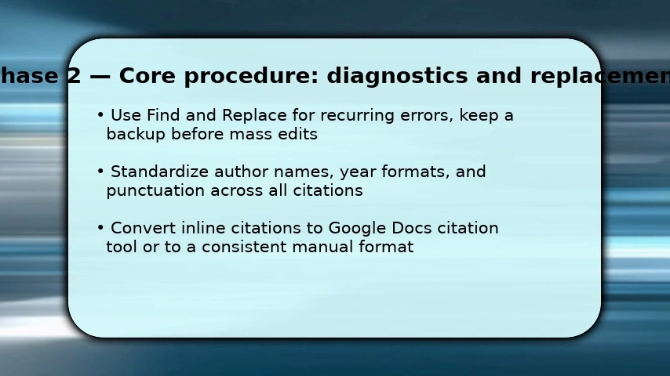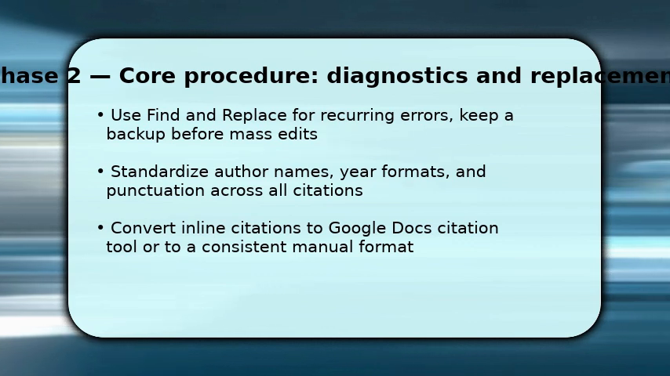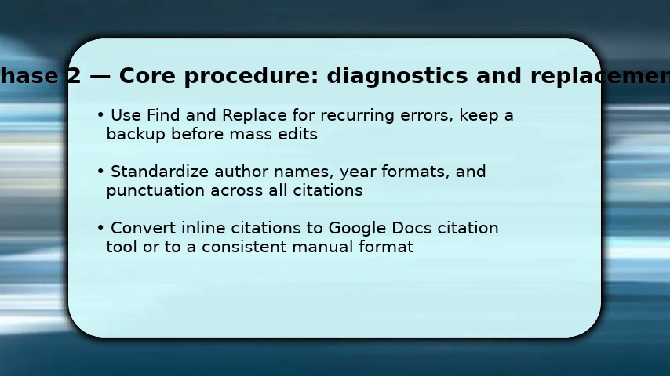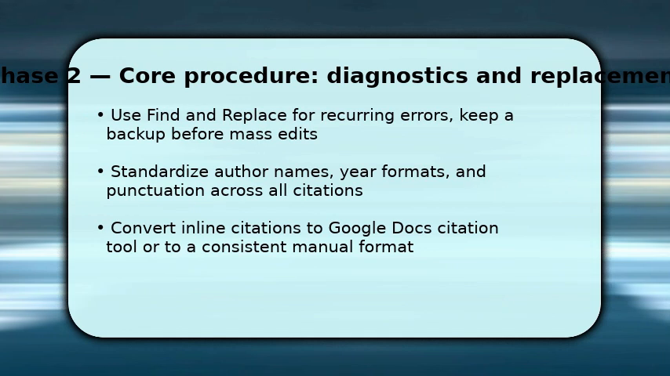Next, normalize authors, year placement, and punctuation so every citation follows the same pattern. If you prefer automation, insert citations using the Google Docs citation tool. It updates the bibliography automatically. Once done, skim for accidental duplicates or missing commas that break style rules.